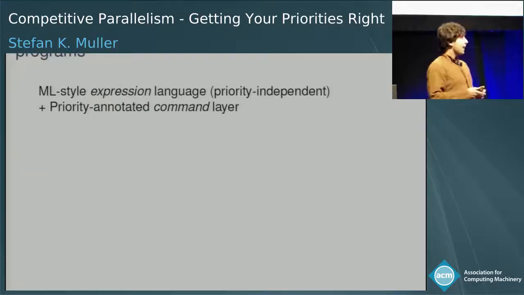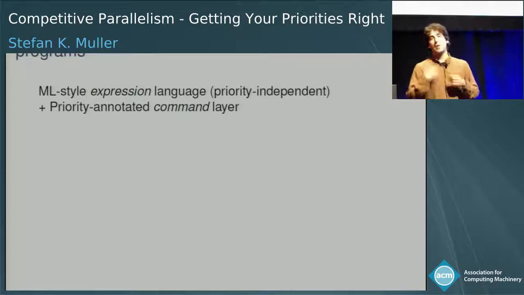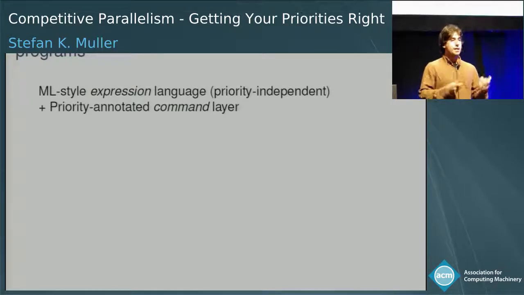So Primal is a 2-layer language where the expression layer consists of pure expressions. It's an ML-style expression language, and these expressions do not depend on priority. They're totally independent of priority. They can run at any priority. The other layer is a priority annotated command layer. So commands are the things that actually interact with threads, and those, because they can sync and spawn threads, have particular priorities that they run at.